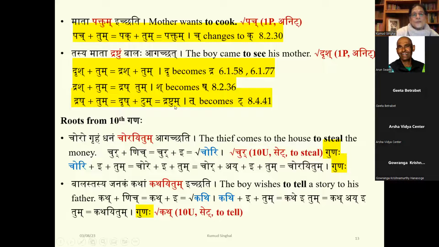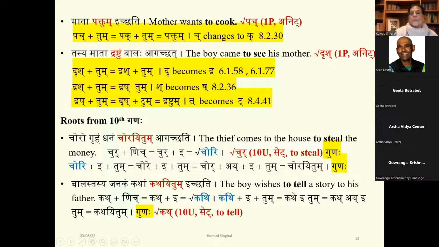So this was a root chur. This is a 10th gana root, and you add a sanadi pratyaya nich. After removing the it letters, only e remains. So chur plus e. This u will take the guna, so it becomes chori. So your new root is chori.